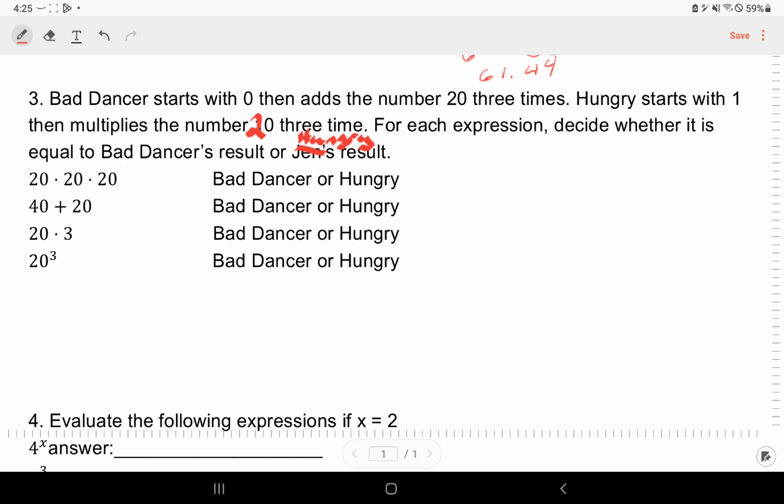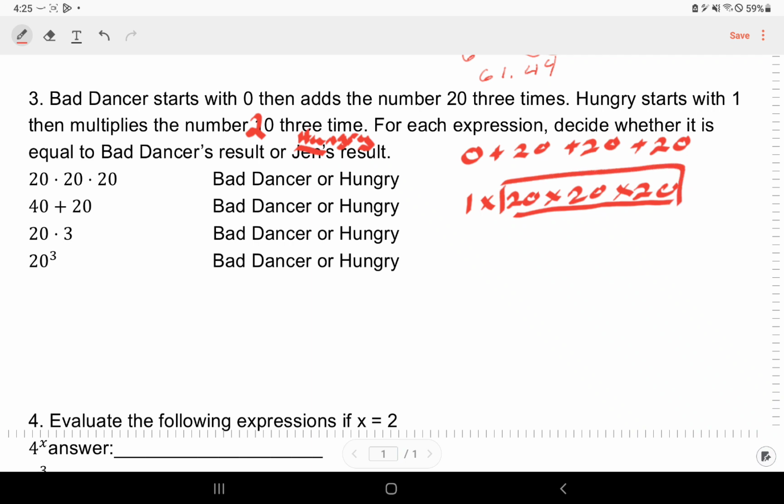Okay. So, Bad Dancer did 0 plus 20 plus 20 plus 20. Hungry did 1 times 20 times 20 times 20. Well, 20 times 20 times 20 was hungry, and there's 20 times 20 times 20. So that's hungry.